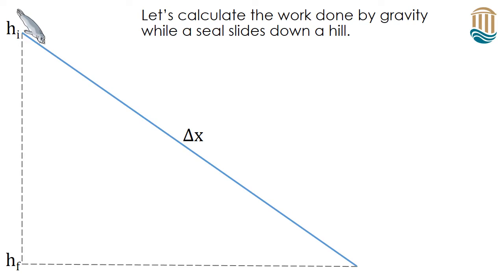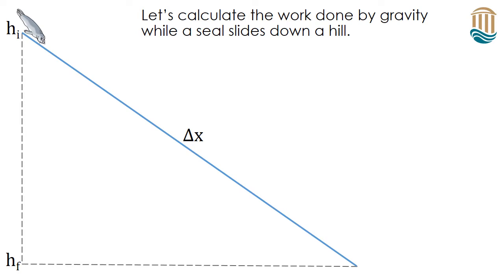To begin our section on potential energy, let's do an example of what happens when we're using the work kinetic energy theorem on a more complicated situation. Here I want to calculate the work done by gravity on this seal that's sliding down a straight hill. We might want to do this to see how fast he's moving at the bottom, and the work kinetic energy theorem would be a good way to do it.